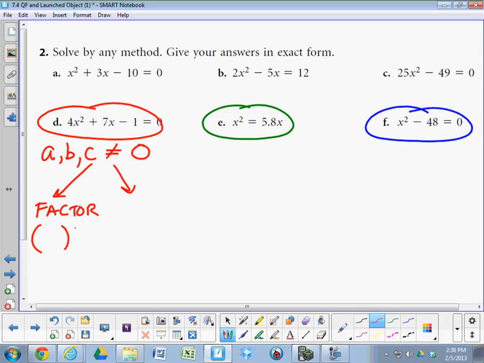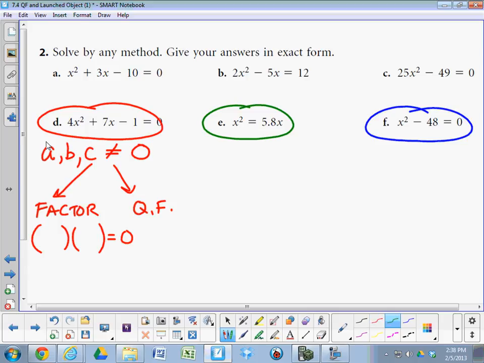See if you can figure out what times what will work and solve it that way, using something called the zero product property. If you can't factor it, then you're going to use the quadratic formula: the opposite of b, plus or minus the square root of b squared minus 4ac, all over 2a. The quadratic formula will give you the 2 solutions. So that's part D. I'm not going to actually get the answers for you. I'd like you to work them out on your own, but those are the 2 choices that you have.